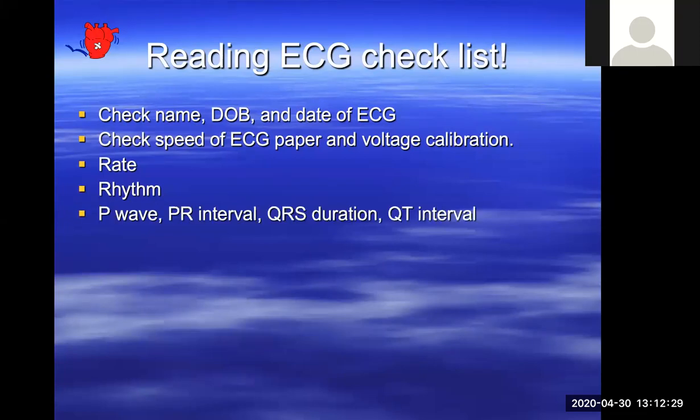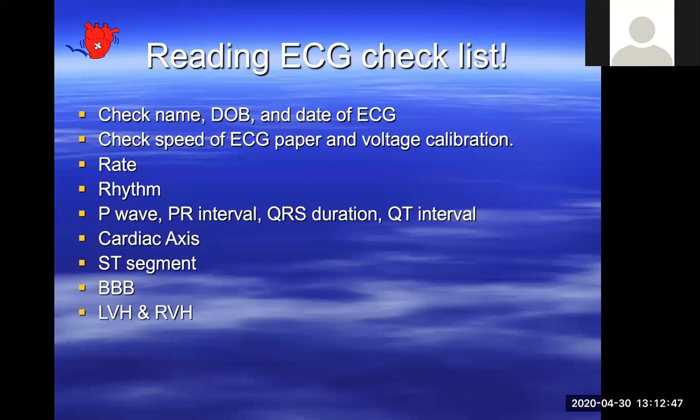Then you look at all the components of the ECG: the P wave, PR interval, QRS, and QT. We'll go through what you need to look at in each of these. Then you work out the cardiac axis. Look at the ST segment, which is very important in cardiac ischemia. And then, is there a bundle branch block? Is there left ventricular hypertrophy or right ventricular hypertrophy?